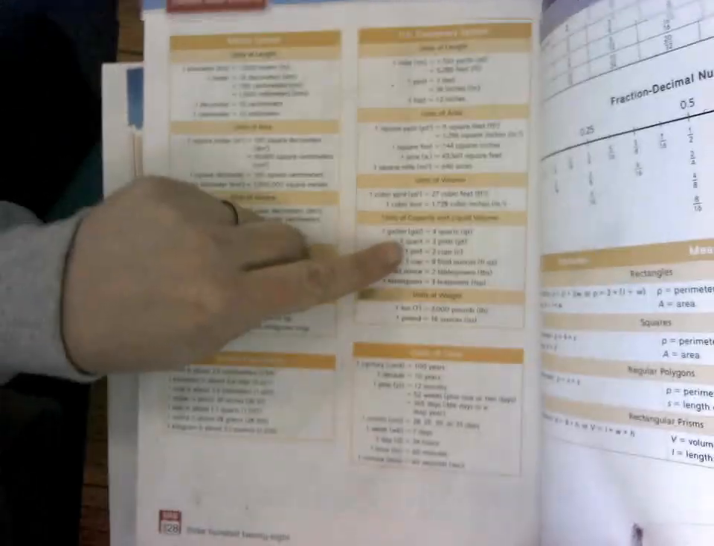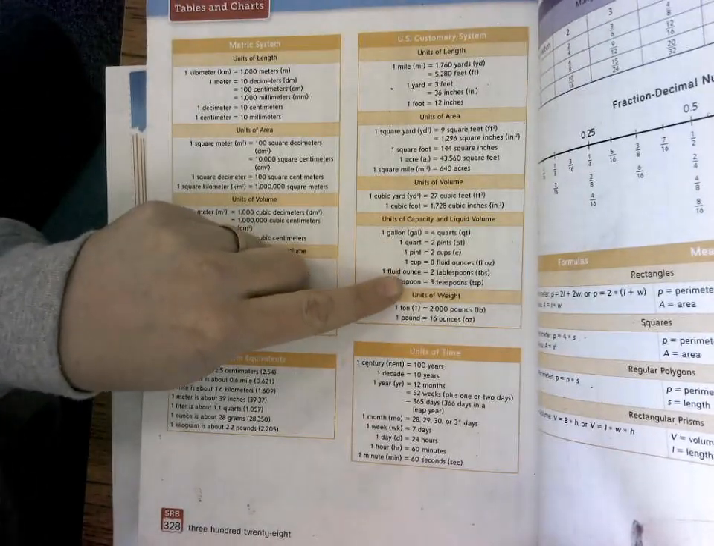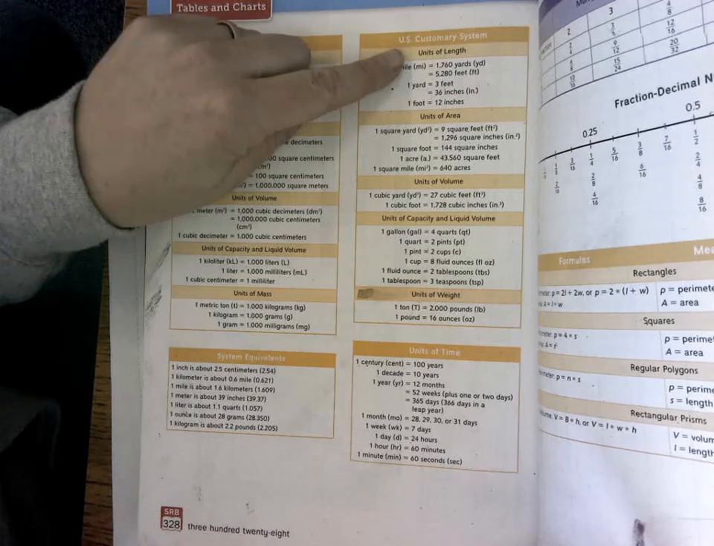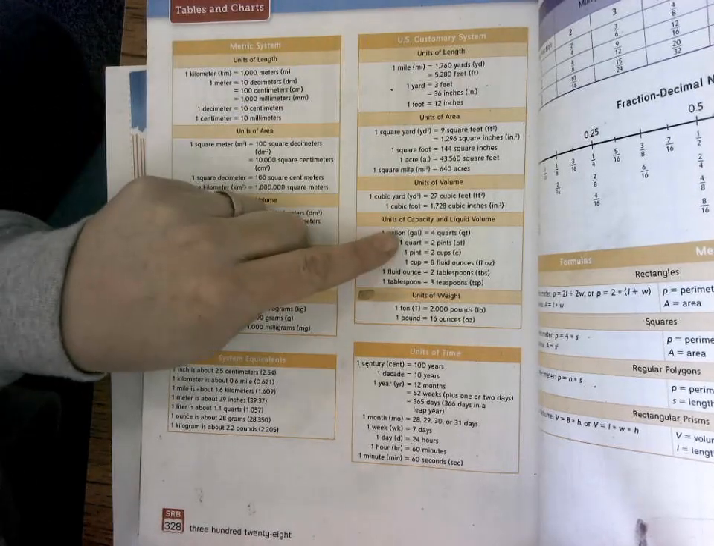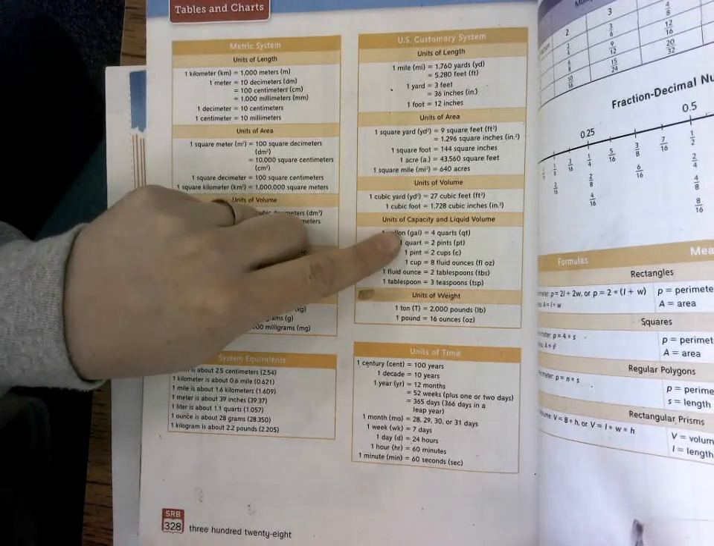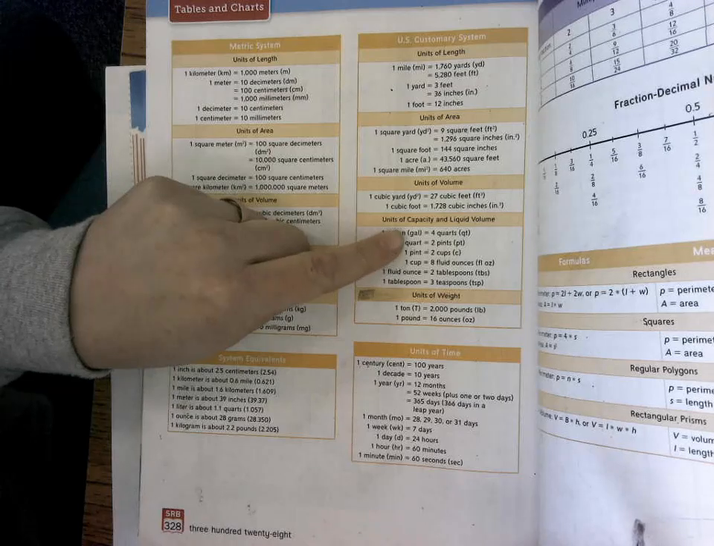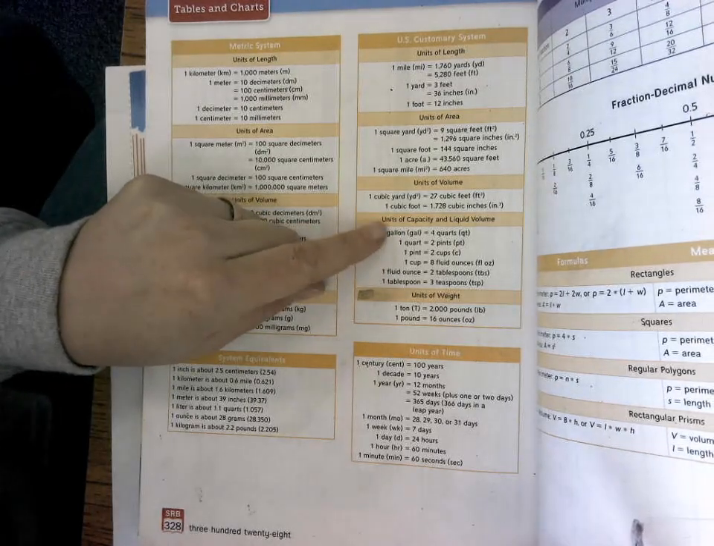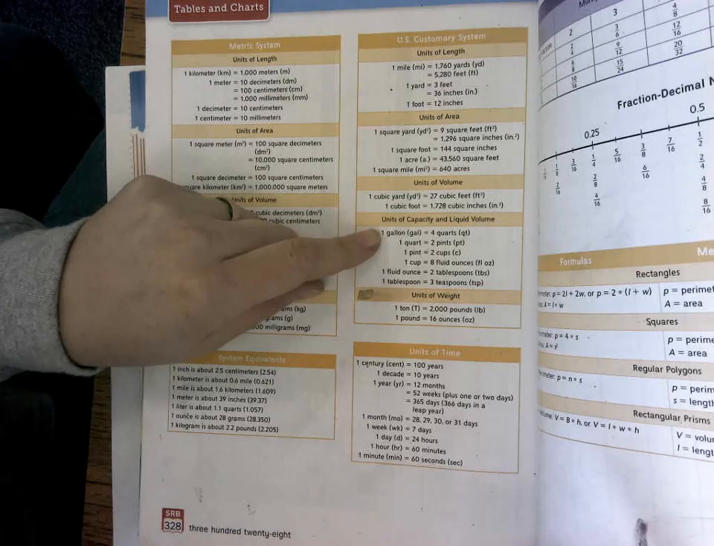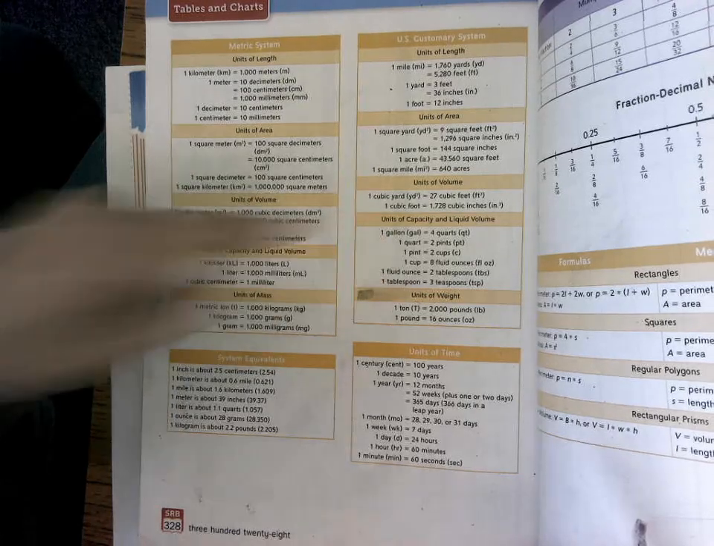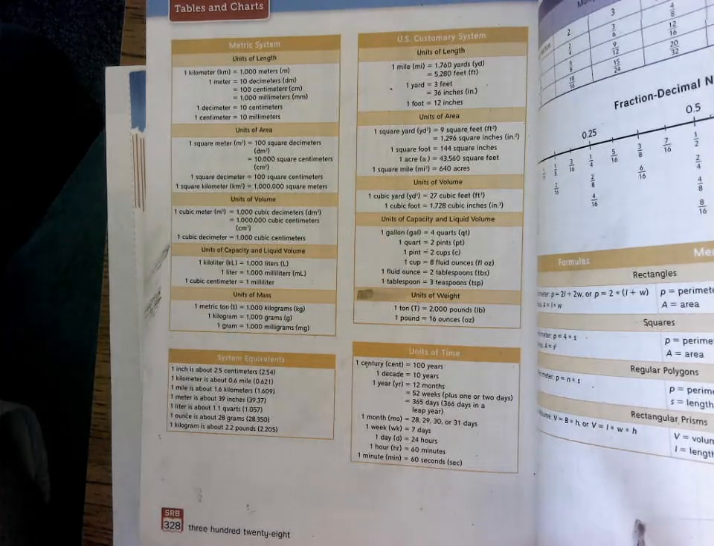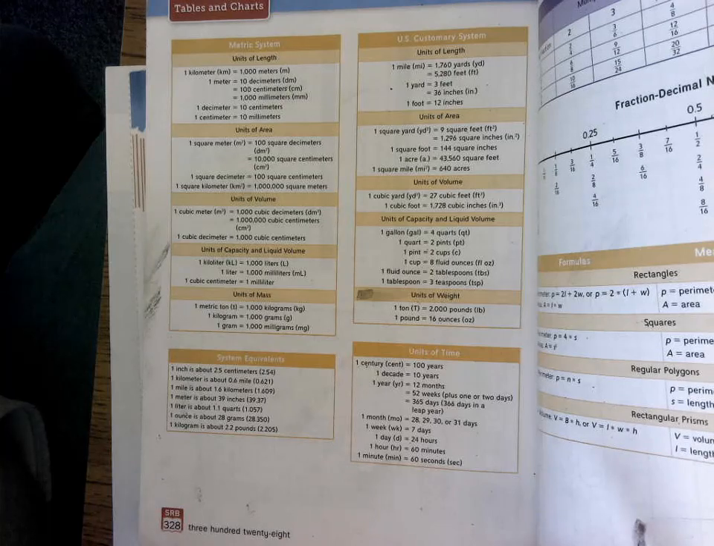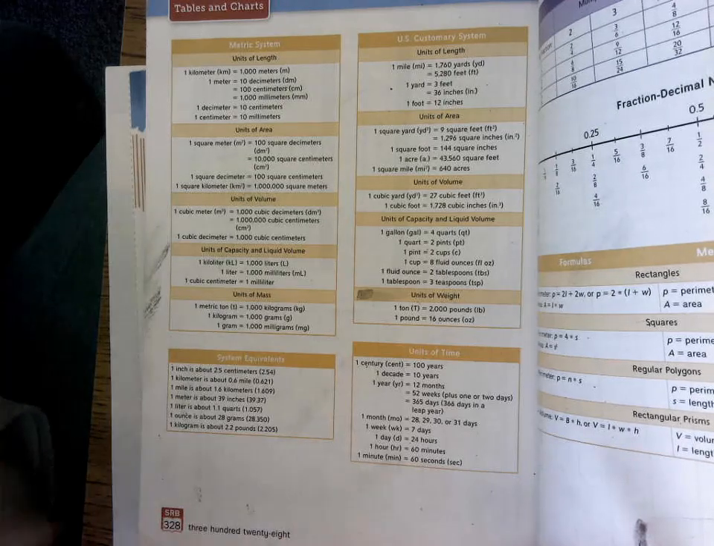On page 328, I can come over to the U.S. customary system and go down to units of capacity. Capacity means how much something can hold. And this has to do with liquid, like how much liquid your water bottle can hold. I'm going to find gallons, and I can see that 1 gallon is 4 quarts, but that doesn't tell me how many ounces are in a gallon. So I'm going to have to do a lot of backwards thinking here.